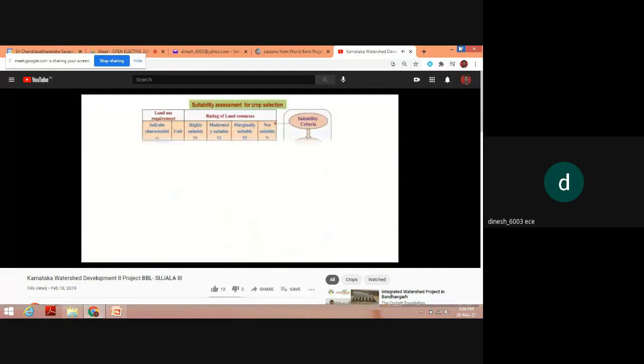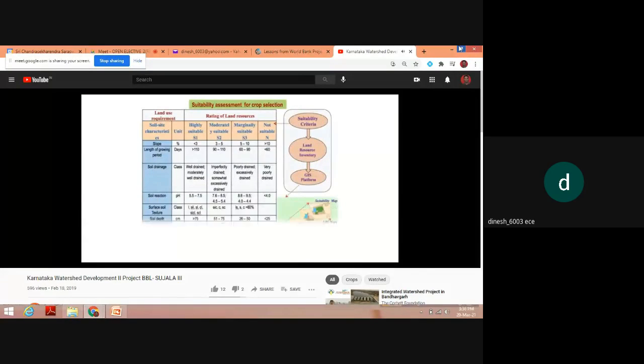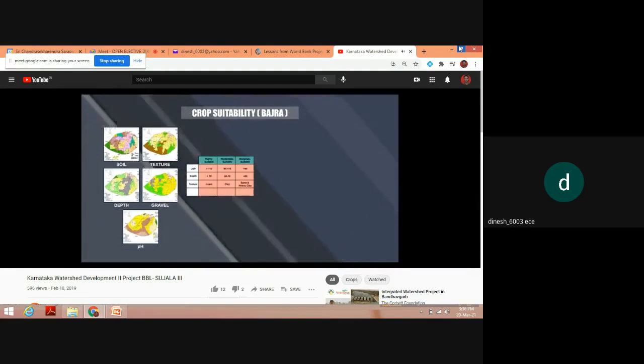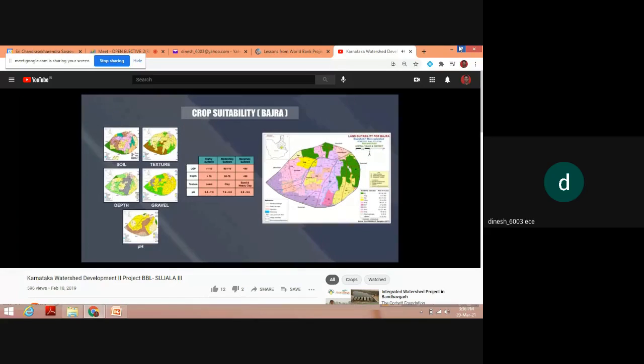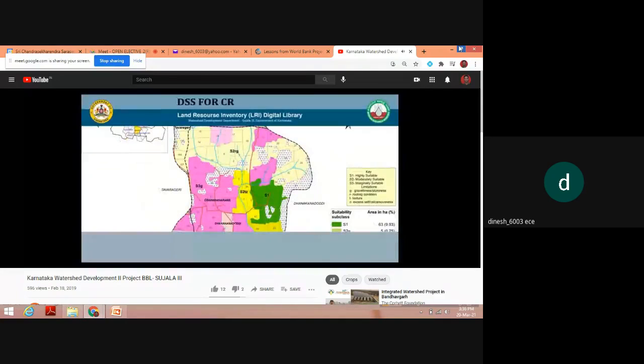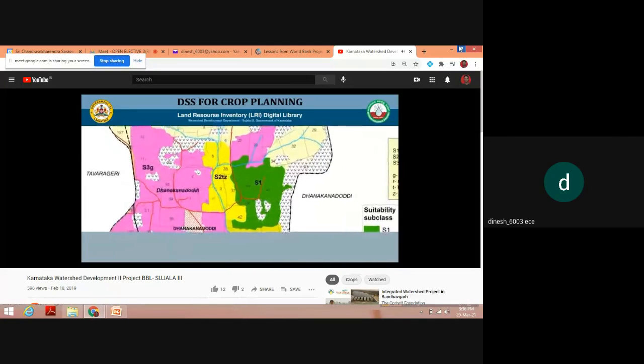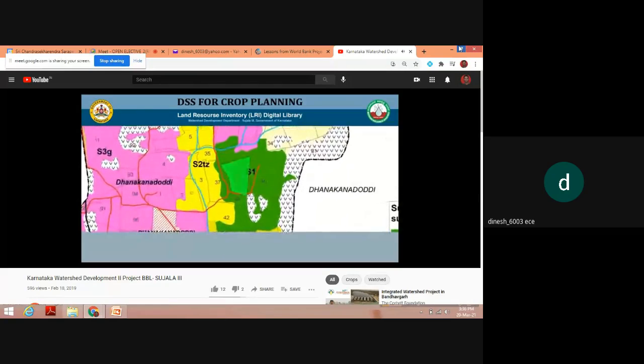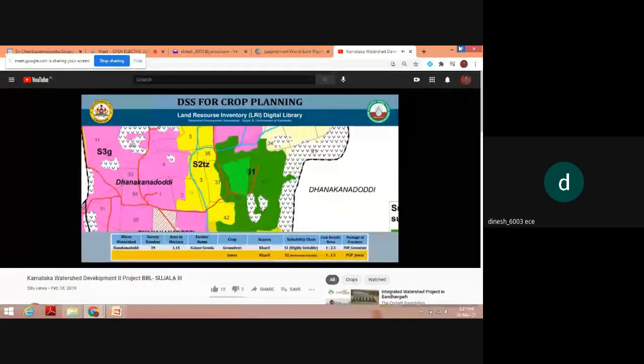The decision support system required for crop planning is developed by matching the LRI information with crop suitability criteria for different crops. The suitability assessment shows the degree of suitability or non-suitability of the resources for the selected crop, which enables the farmer and line departments to choose the best suited crop or combination of crops in a watershed along with constraints or limitations present. Measures to overcome the same and the appropriate package of practices to be followed to get the maximum yield for the selected crop.